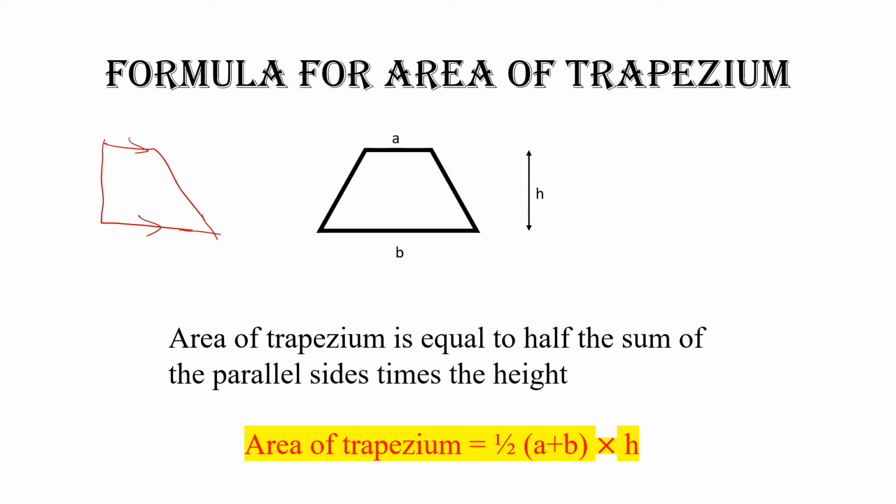But you need to know that A and B must be the length of the parallel sides. And that will be multiplied by the vertical height. And I repeat, the vertical height. I've seen students multiply by the lateral height. If you do it by the lateral height, you will get the wrong answer. You wouldn't get the area.